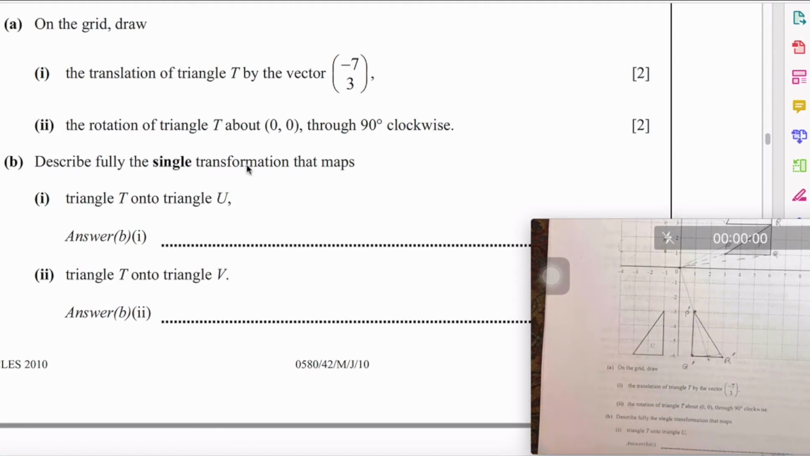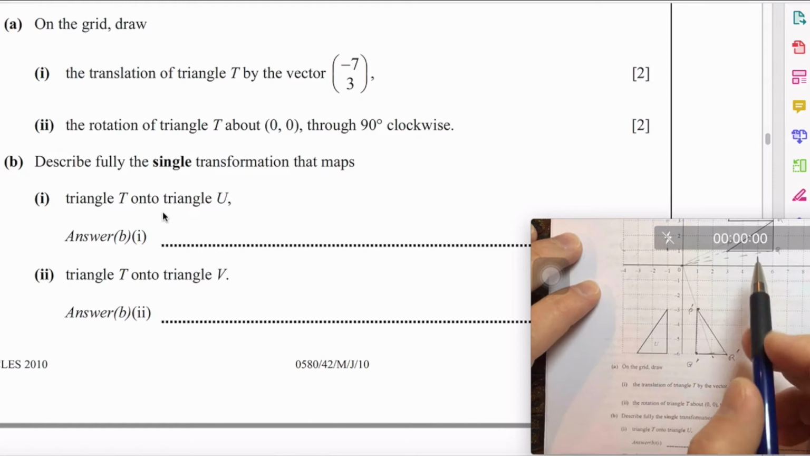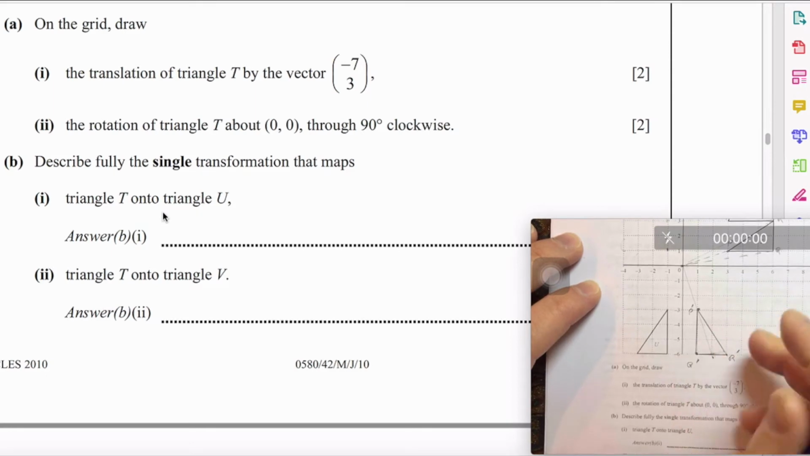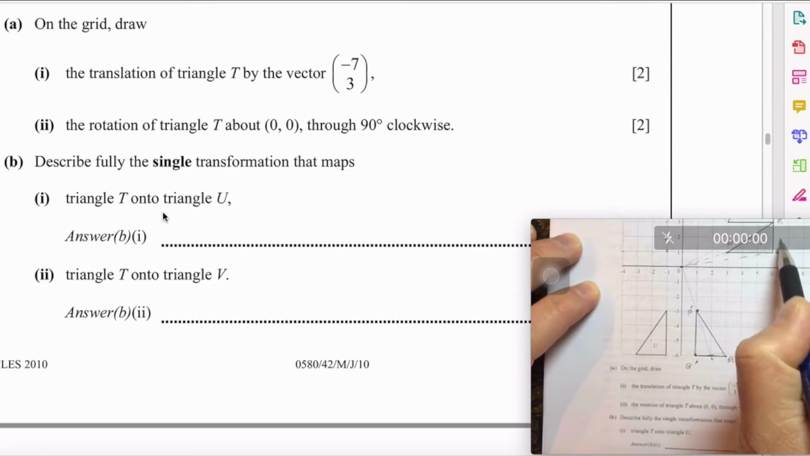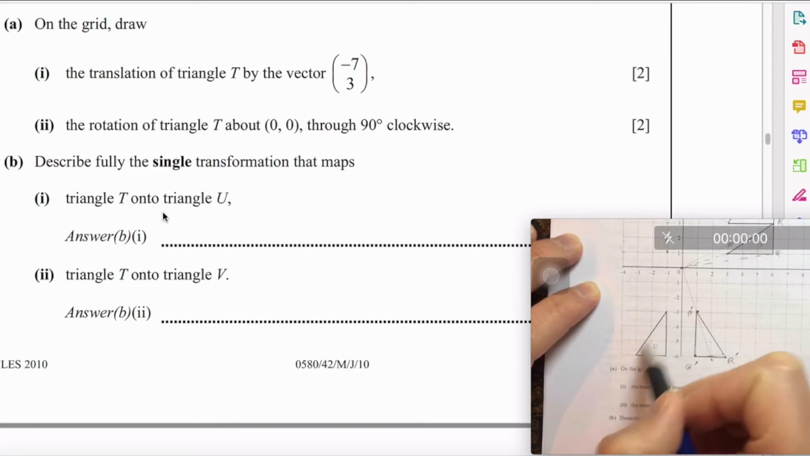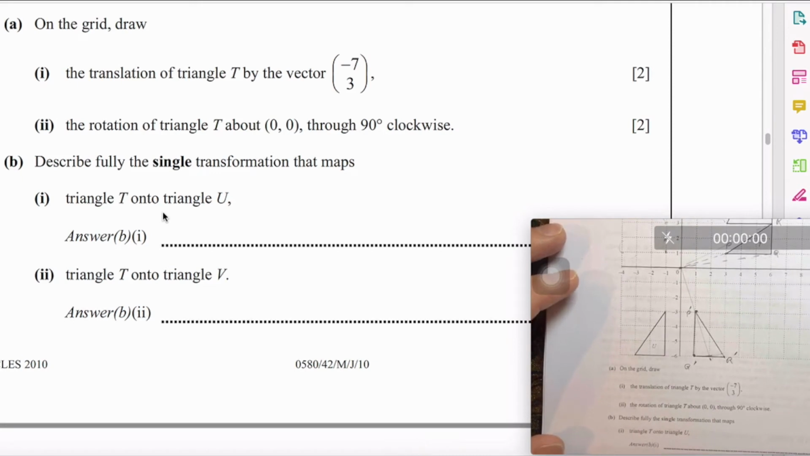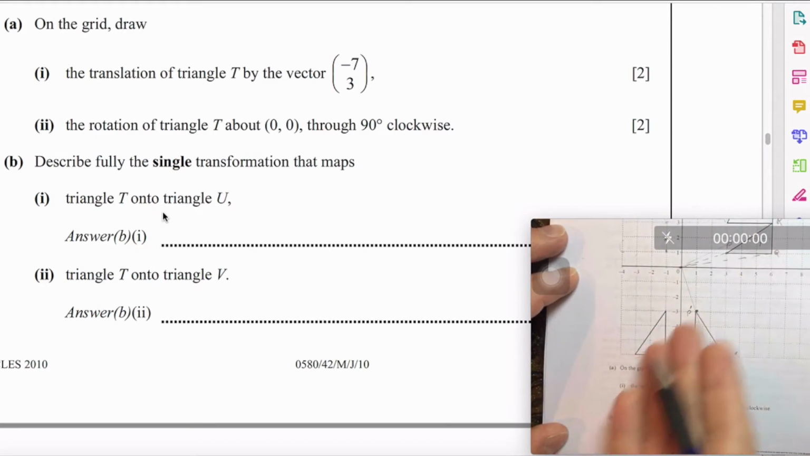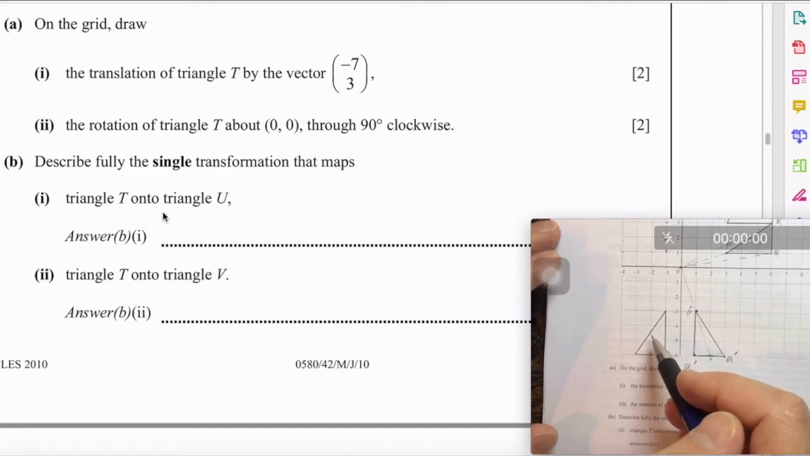The single transformation which maps triangle T onto triangle U. Now, triangle T onto triangle U. As you see, they are exactly of the same size. Here base is 2, height is 3, and the same hypotenuse. So what are the transformations which are isometric, which keep the size? One of them is translation. So definitely it is not translation, because translation is a sliding. Actually, it is not a sliding because the orientation has changed.